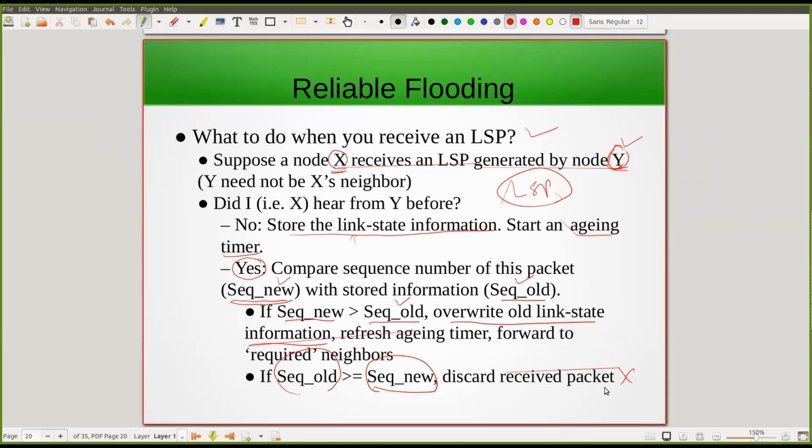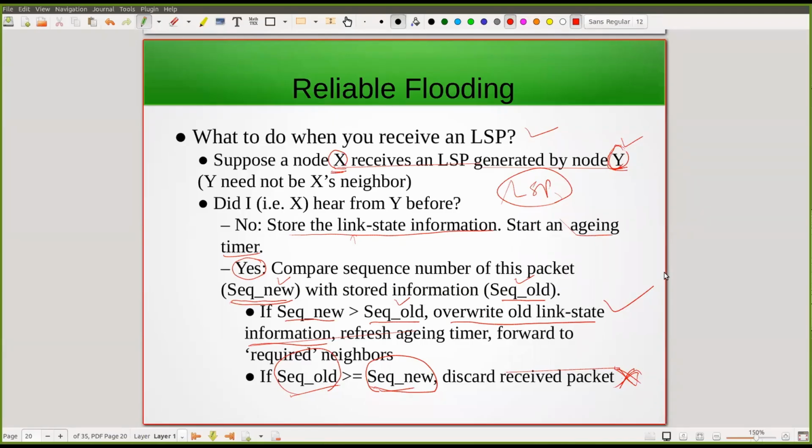Now I'm receiving it at a certain point of time. So if it is older information, what should I do? I should discard that packet because I already have fresh information available at my end. Why should I keep the older information? So by looking at this sequence number, I can know whether the information I'm receiving at this moment is fresh or older. If it is older information, you discard the packet. If it is fresh information, you keep it, or you update your link state information at your own end.